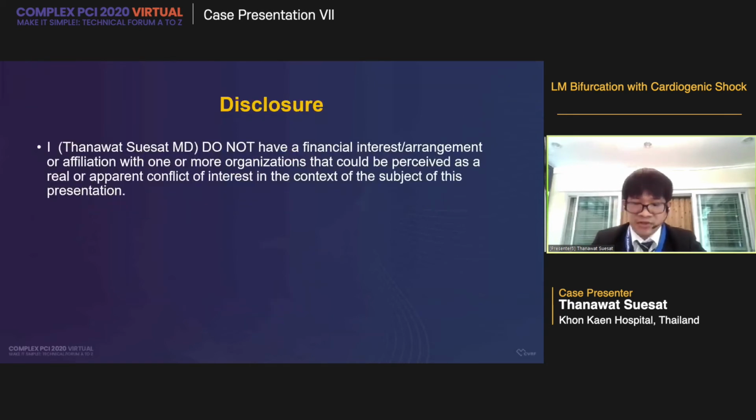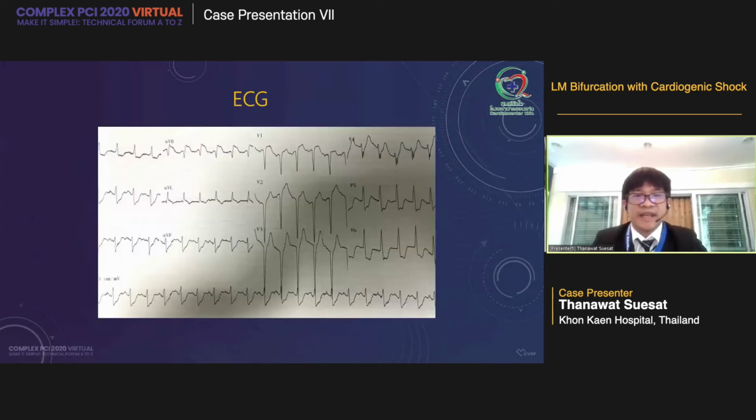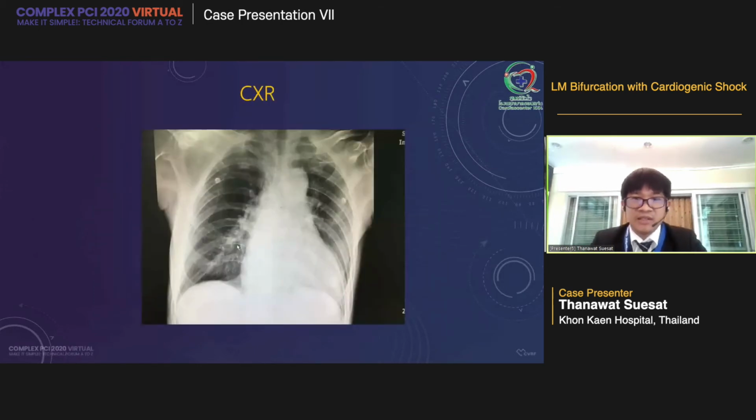I have no disclosure. My case was an 82-year-old Thai female, presented with chest pain and multiple underlying diseases. At presentation, blood pressure was below 80/50 mmHg. She was conscious. This is the EKG showing diffuse ST depressions, and this is the chest X-ray showing cardiomegaly.